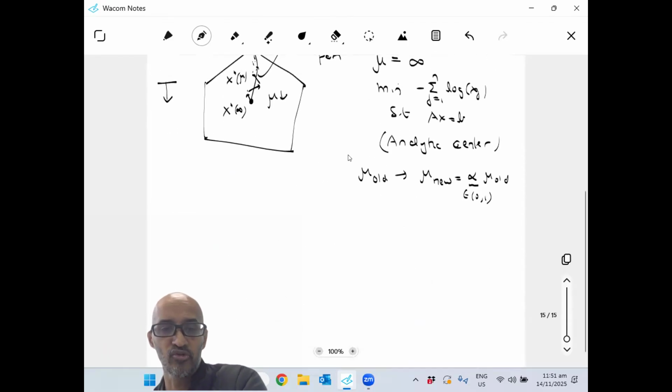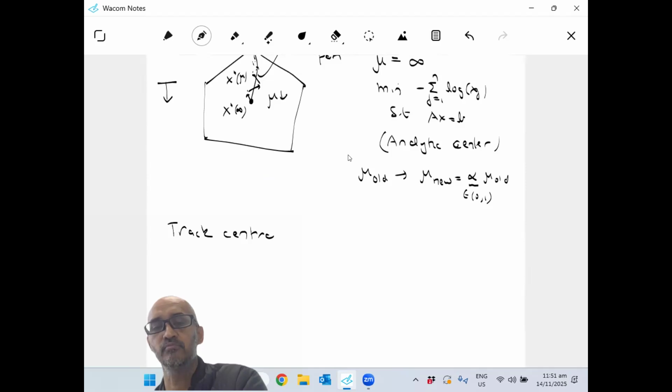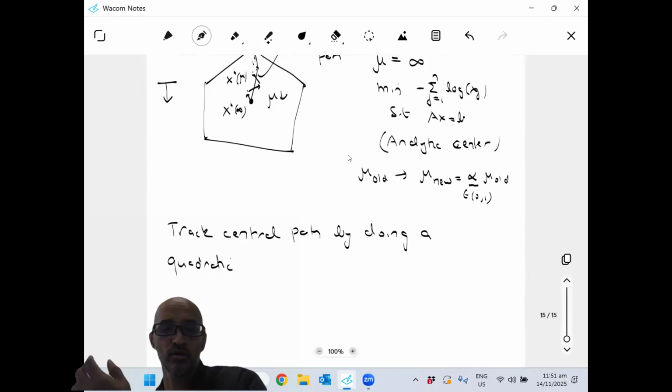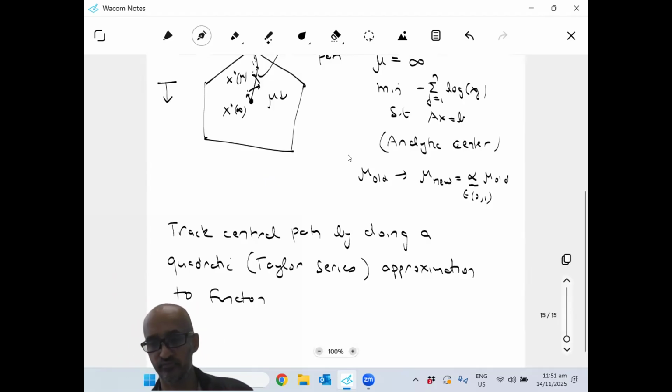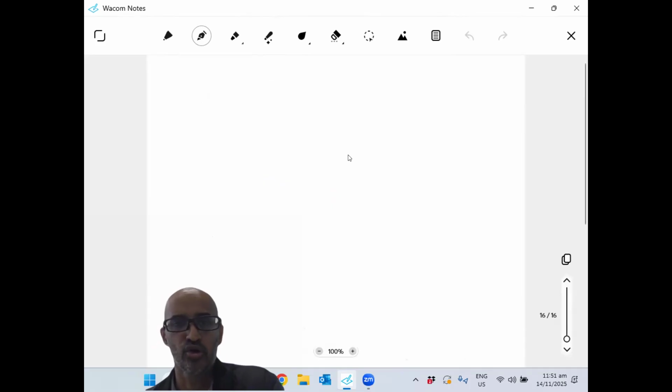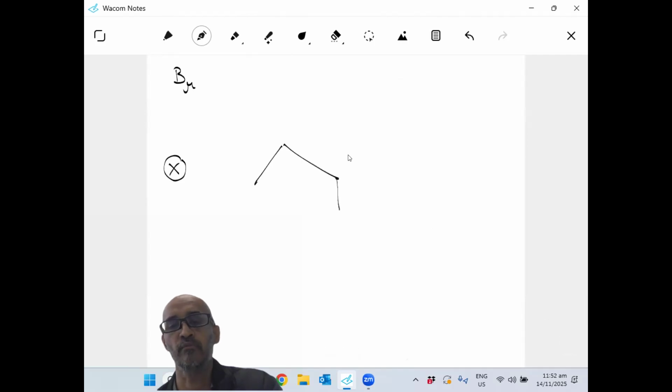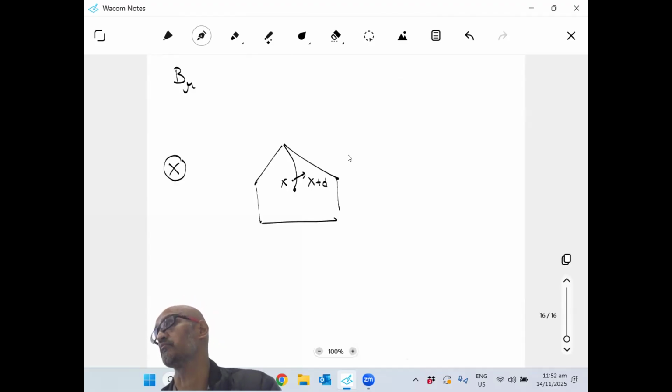So you basically track the central path by doing a quadratic Taylor series type approximation to the function. So how does this work? Let's say your barrier function is for mu, and you're at a point x. This is your central path. You try to move from x to a new point, x plus d. d is a direction.